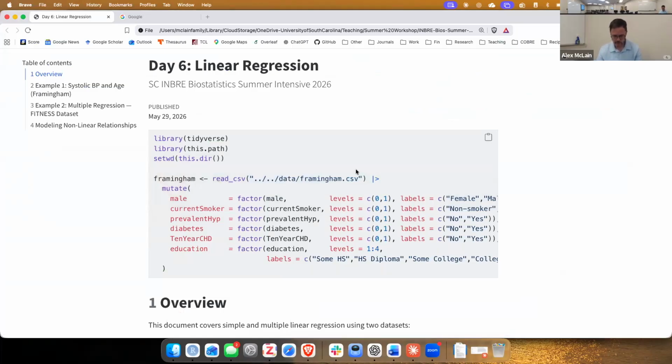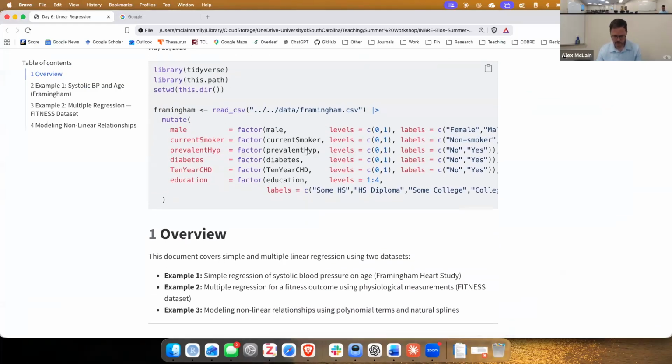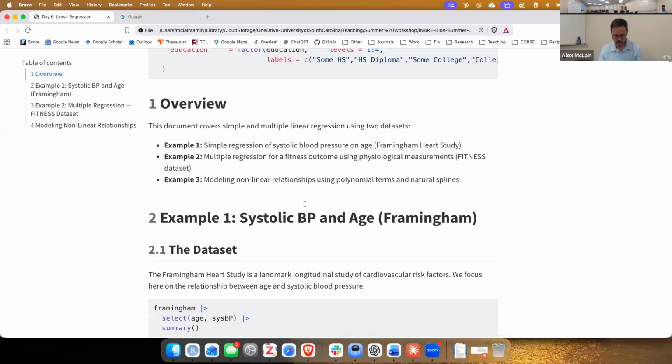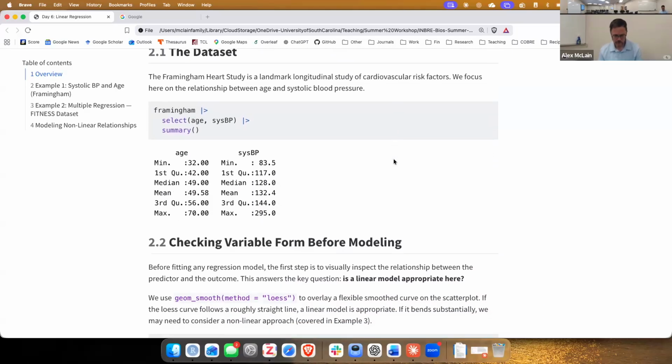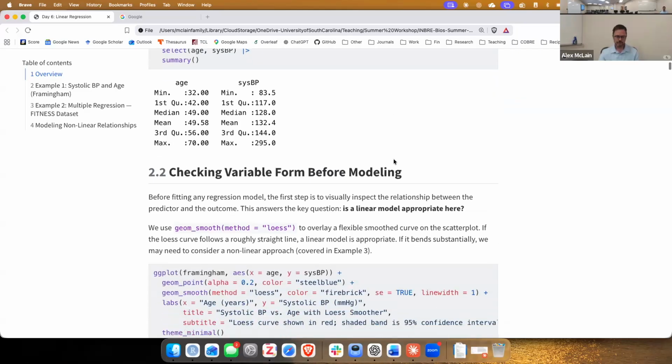Okay, so we have this Framingham data, which we used a lot last week. First example we're going to do is systolic blood pressure by age. The second example, we're going to use a different data set. Framingham heart study, obviously, is an important study of cardiovascular risk factors. Here we're just going to look at age and systolic blood pressure.